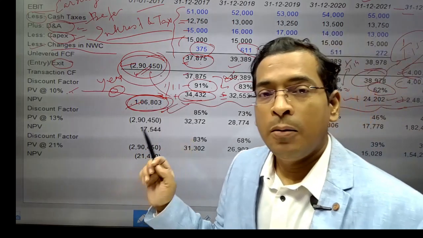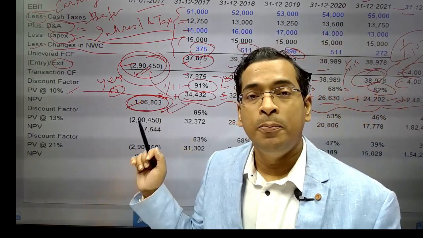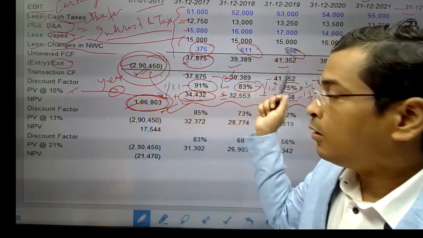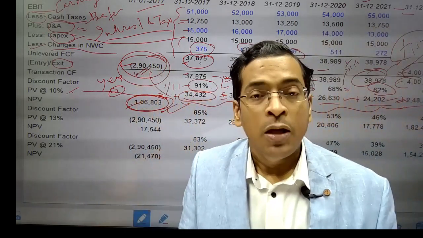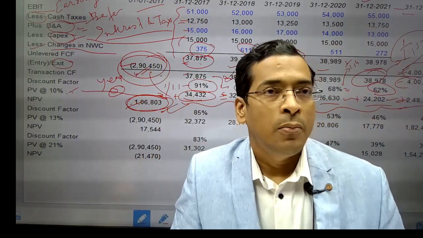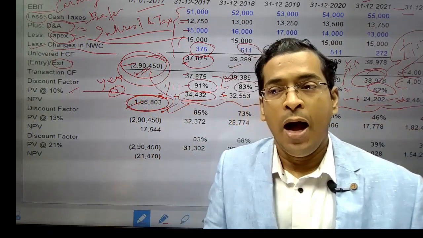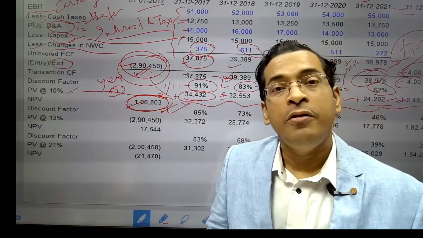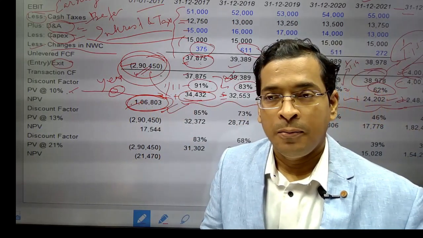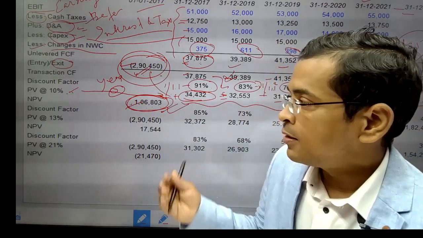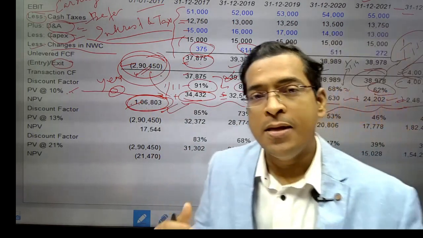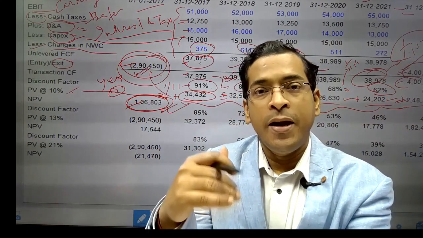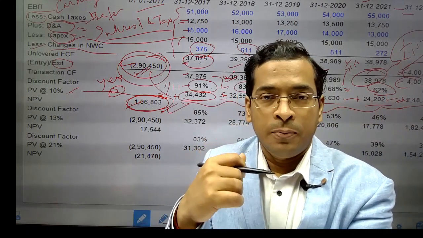106,803. This is pure net cash flow after factoring all the investment and all the present value, etc. Now the next question comes: what is IRR? Internal rate of return. So the answer is the IRR is the rate of interest at which net present value becomes zero.